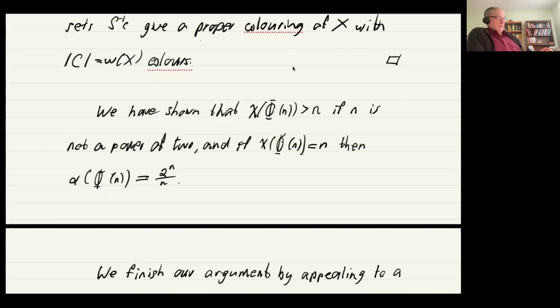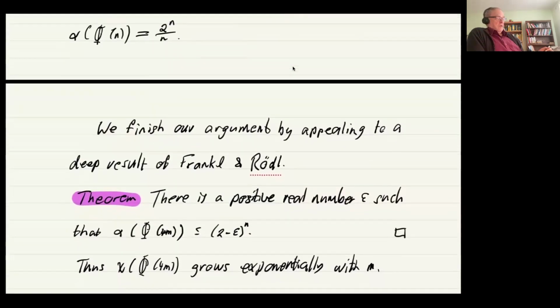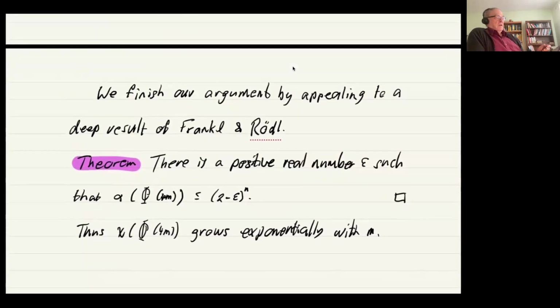Okay, and there's a deep result of Frankl and Rödl which tells us that there's a positive real number epsilon such that alpha of phi of 4m is less than 2 minus epsilon to the n. And so that tells you that the chromatic number of phi of m grows exponentially with m.